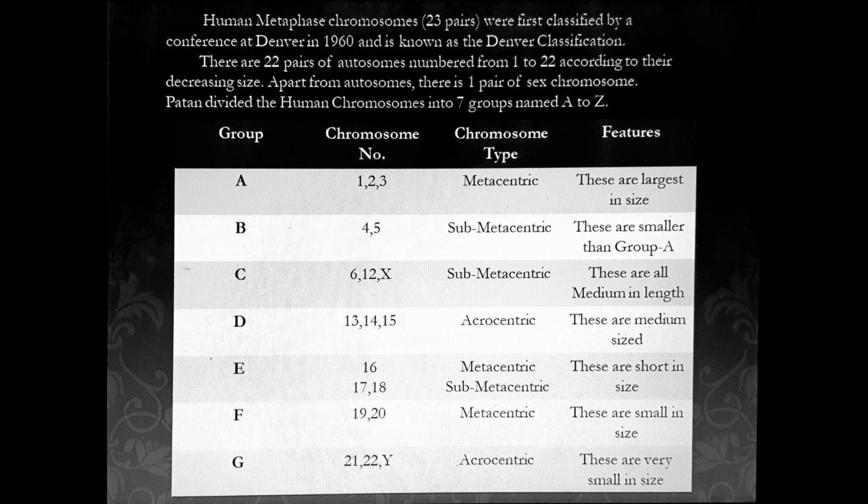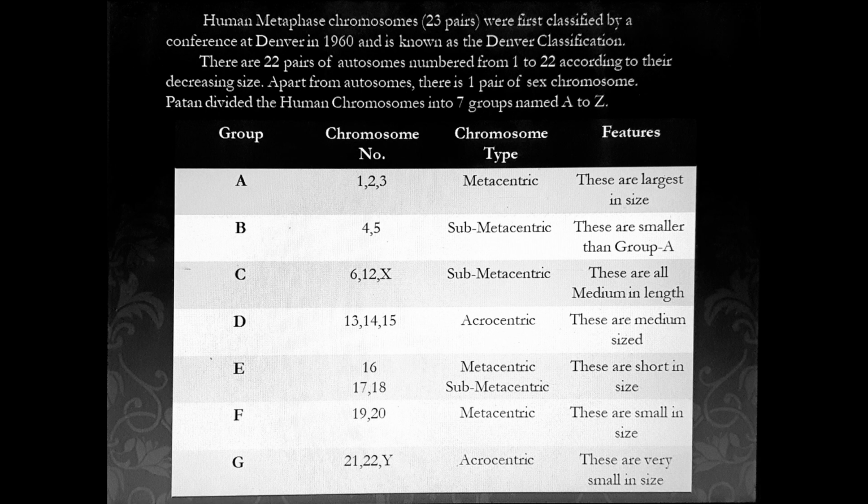Now we will see what these groups include, and what are the characteristic features of the chromosomes in each group. Okay. So first, group A. Group A includes chromosome pairs 1, 2 and 3, and these are largest in size and are metacentric chromosomes. Next comes group B. Group B involves chromosome pairs 4 and 5, and these are smaller than group A chromosomes, and according to shape they are submetacentric chromosomes. Next comes group C. Group C includes chromosome pairs from 6 to 12, and it also includes the X chromosome, which is a sex chromosome. They are all medium in length and submetacentric but smaller than group B.